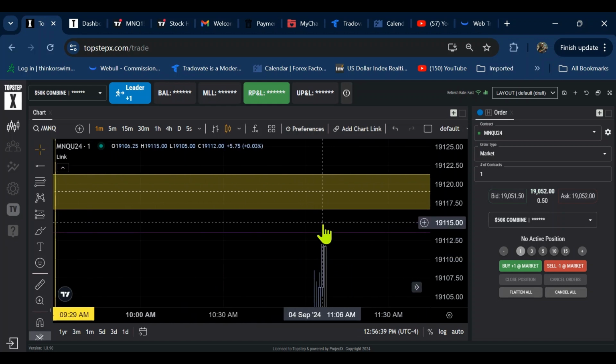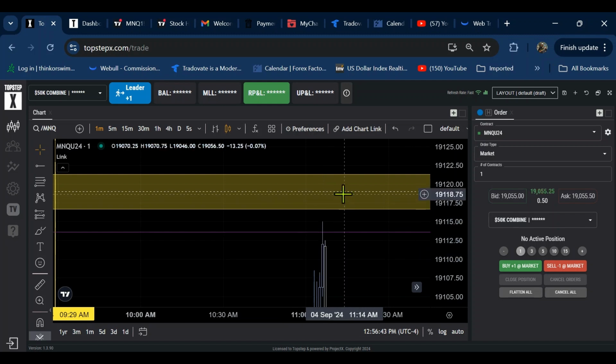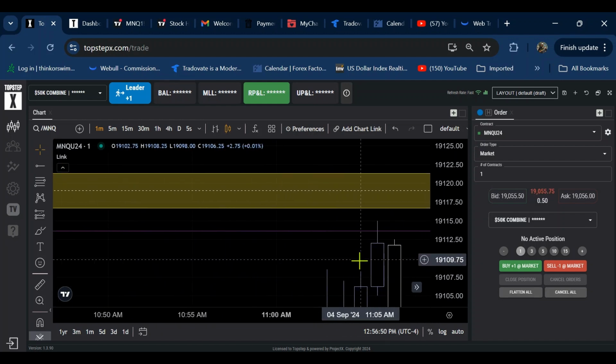See how it wicked through that last up close candle on that run down? Respected the fair value gap. We didn't even get into it. And then what did the price do? It put up a reversal.